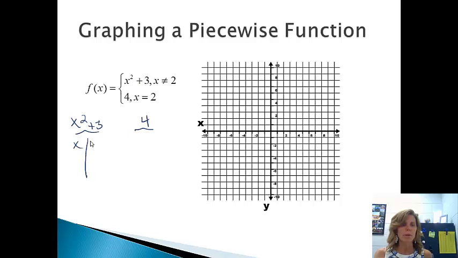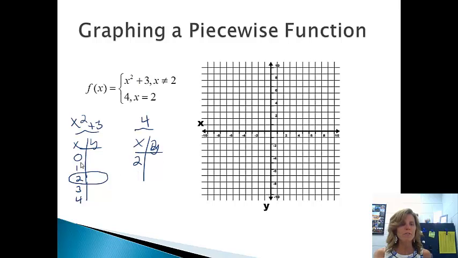On this one, when x doesn't equal 2, we could do like 0, 1, 3, 4. I still am going to put 2 in there, and I'll tell you why in a minute. I just want to make sure I can capture what's happening around 2. This will be an open circle. I can still put a point there, I just can't close it in. And then for this one, the only value I can put on my table is just at x equals 2.